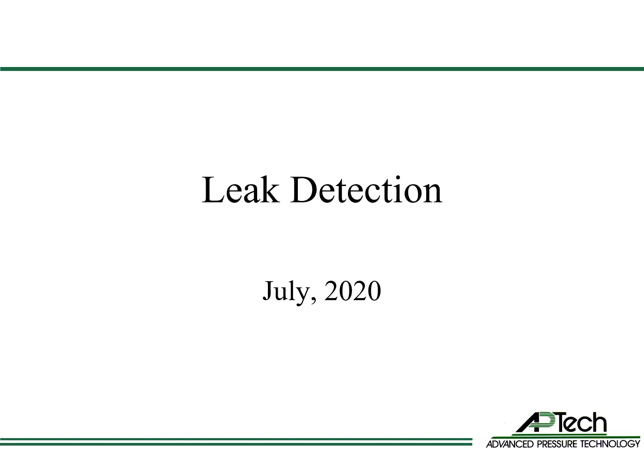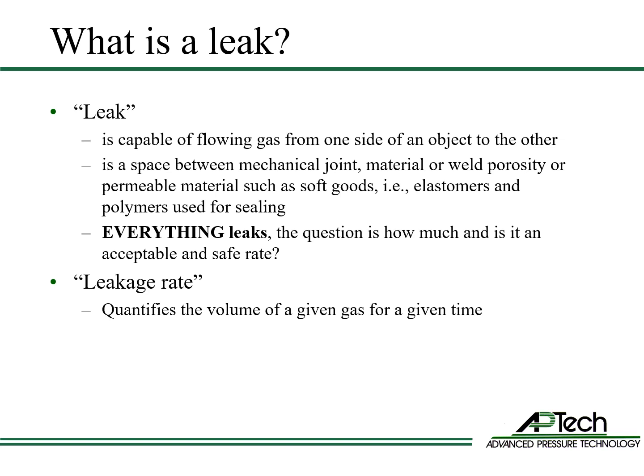In this presentation, we will discuss leak detection. First, let's define a leak. A leak is capable of flowing gas from one side of an object to the other. A leak can be a space between a mechanical joint, material or weld porosity, or permeable material such as elastomers and polymers used for sealing.